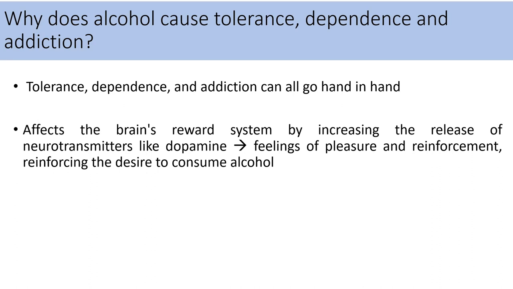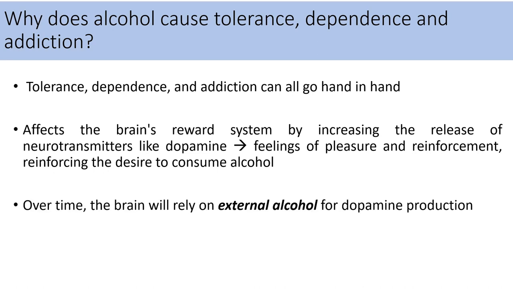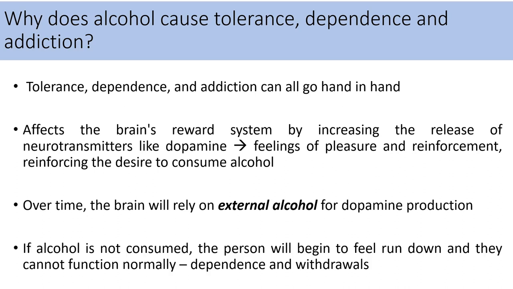As I have described earlier, alcohol affects the brain's reward system by increasing the release of neurotransmitters like dopamine, and it helps to produce pleasurable feelings. However, with time, the brain will rely only on external alcohol for dopamine production. Now you can understand what will happen to the person. If alcohol is not consumed, the person will begin to feel run down and cannot function normally. So this is the point where dependence and withdrawal will come into play.